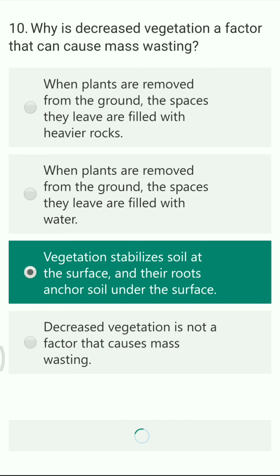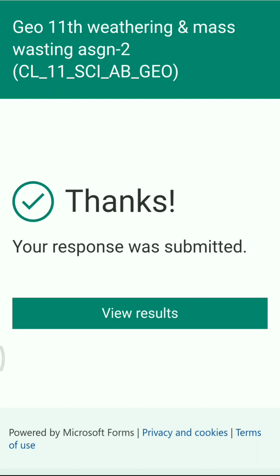So this is all about assignment number 2, which was based on lesson number 2, Weathering and Mass Wasting, for 11th standard geography, arts, commerce and science students.